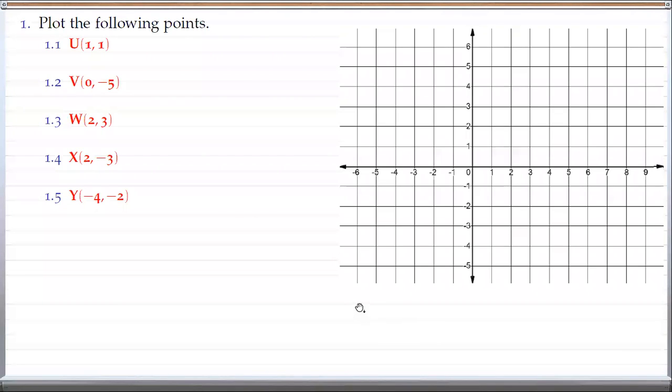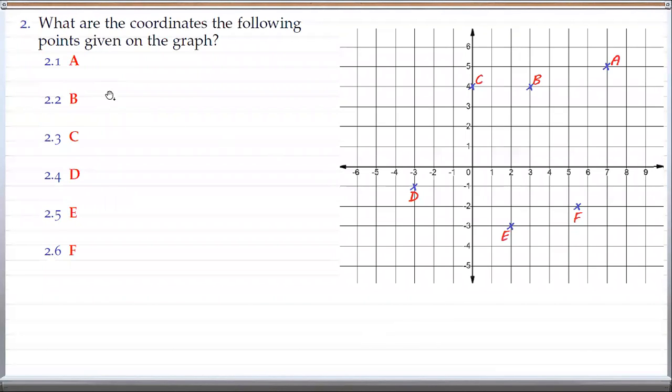Now let's take a look at it the other way. Here we are given the points and we want to figure out the coordinates. So point A is over here. To find the coordinates, we need to look at how far along the x-axis we are and how far along the y-axis we are.